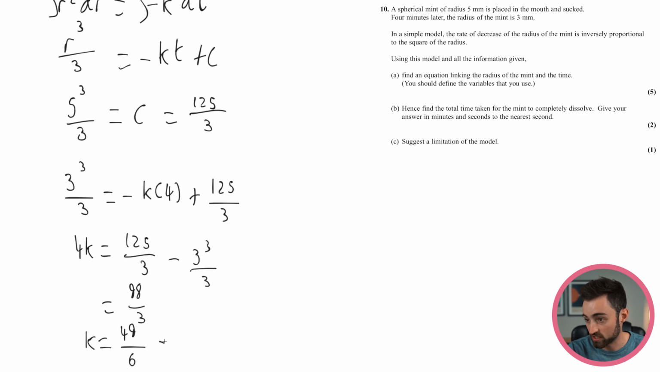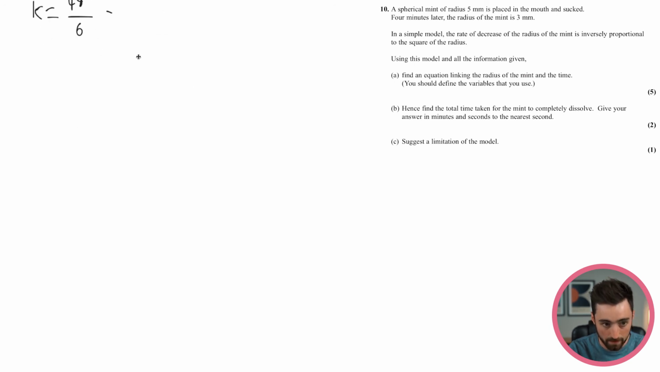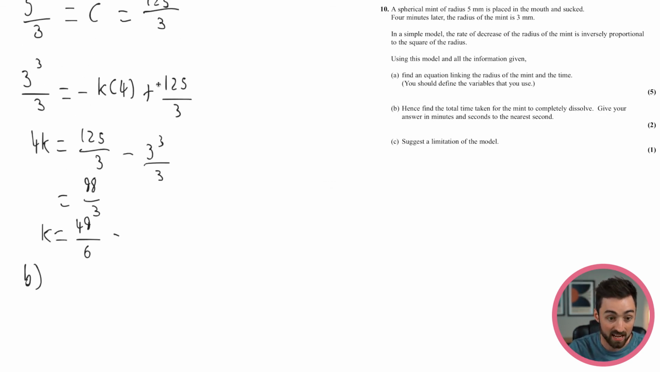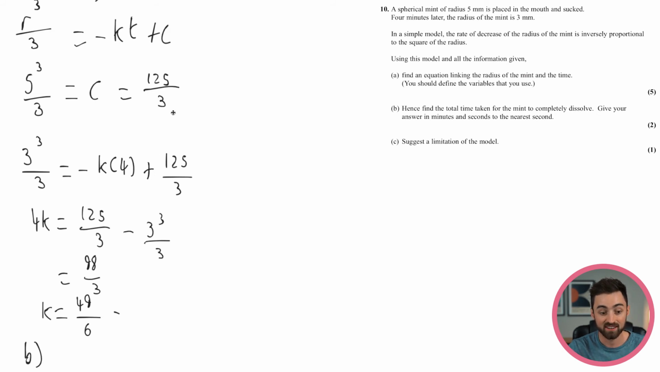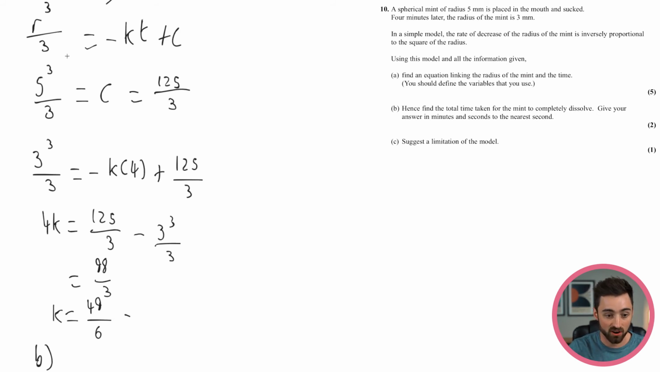Cool. Hence, find the total time taken for the mint to completely dissolve. Okay, so what would it mean for the mint to dissolve in this model? Well, it would mean that the radius is no more. What's happening is I'm eating this mint, and the radius is getting smaller and smaller. So in other words, I just need to find, in this equation that I have derived for r and t, when r goes to 0. So if I just set r equals 0 here, what am I going to get? I'm going to get 0 on the left-hand side, and then equals minus kt, with k being 49 over 6, and then plus c, which is 125 over 3.